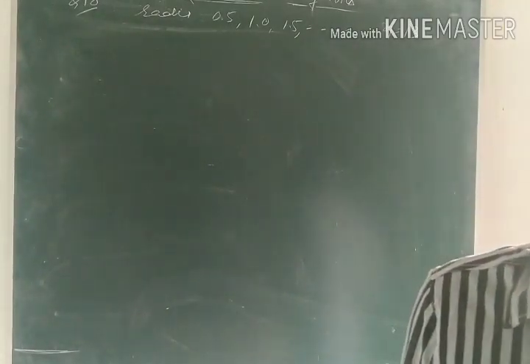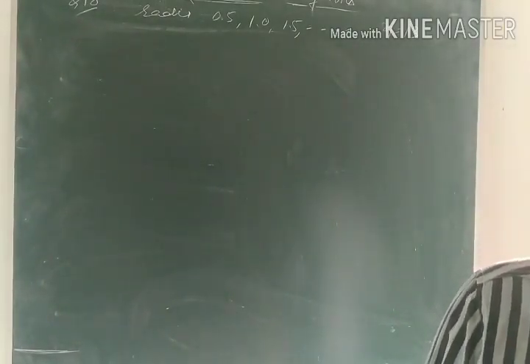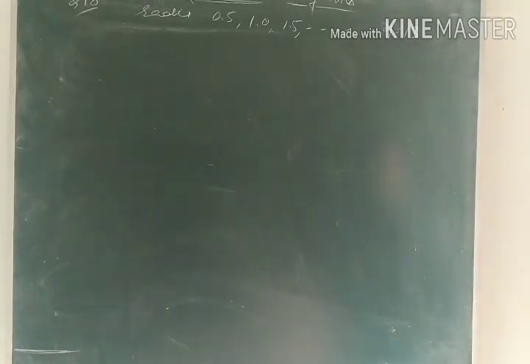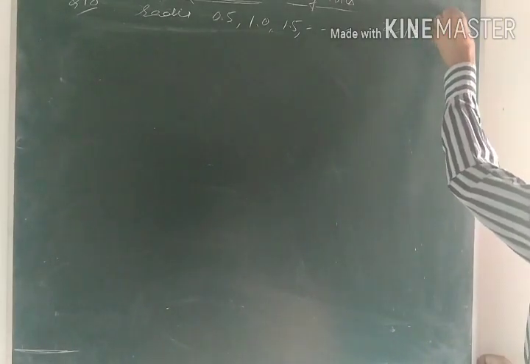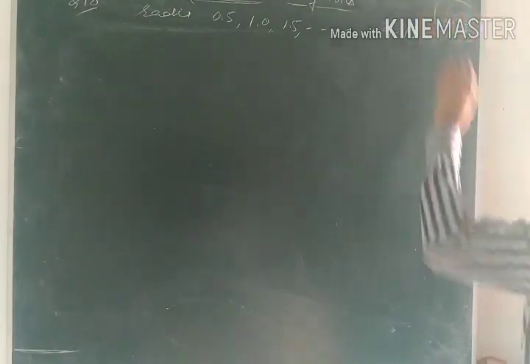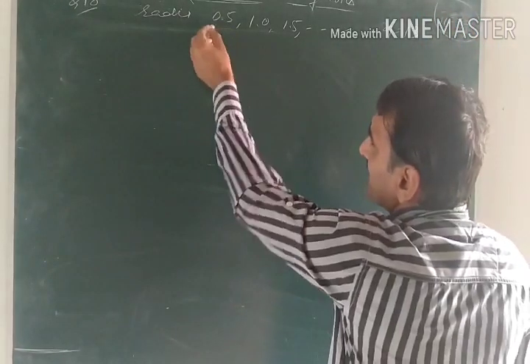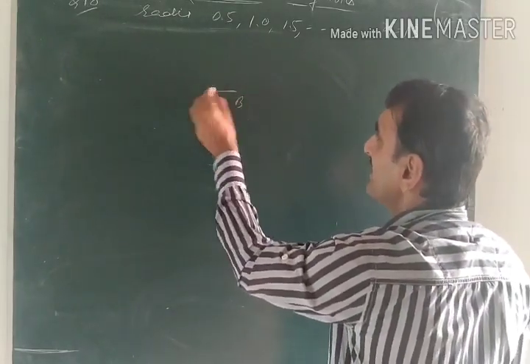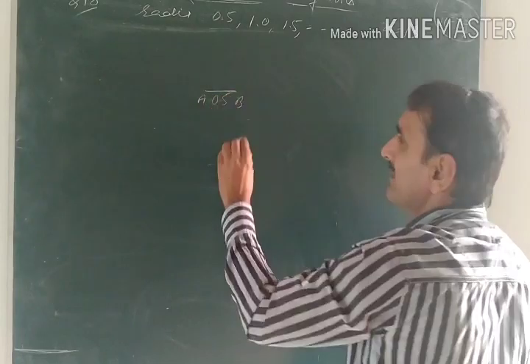Then what do we have to find? We have to find the total length of such a spiral made when we use pi equals 22 by 7. This is given. For the spiral, take the first radius as 0.5. This is A, this is B, and this radius is 0.5.